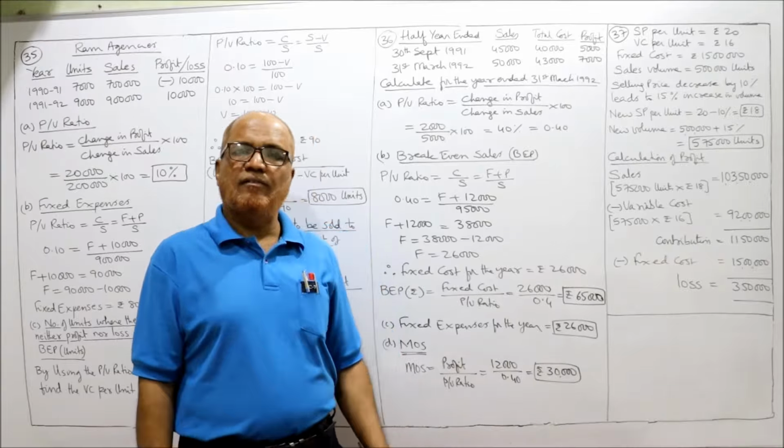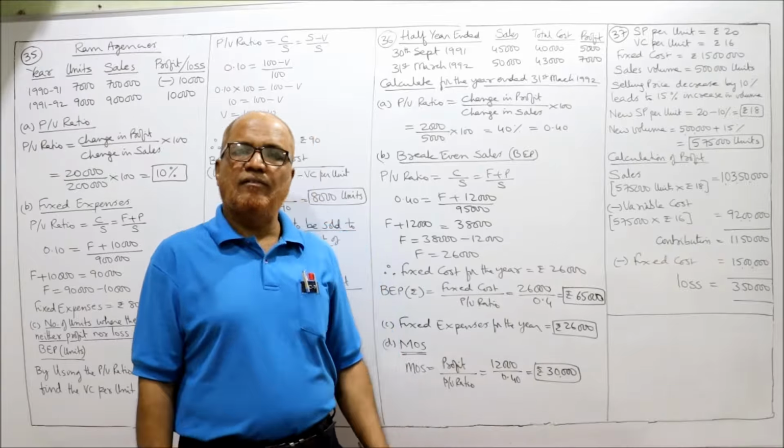Now I need the fixed cost for 1 year. I don't require it for 6 months. So I should take the profit for 1 year and sales for 1 year. First half year profit is 5,000, second half year profit 7,000. Total profit for 1 year is 12,000. Similarly, sales I require for 1 year. First half year sales 45,000, second half year sales 50,000. Total sales 95,000 for 1 year.